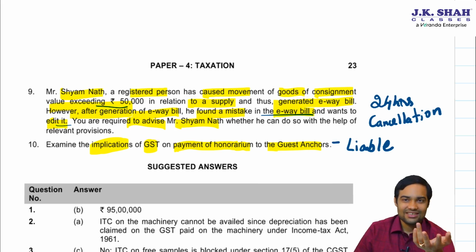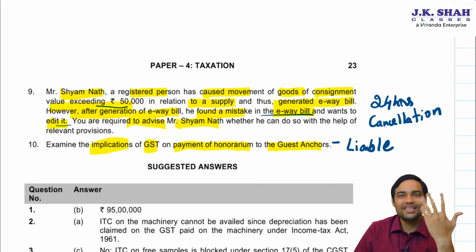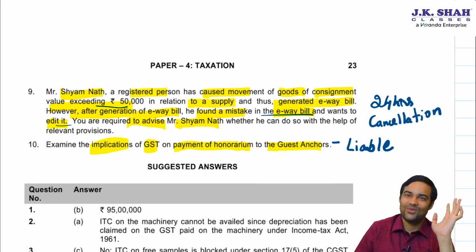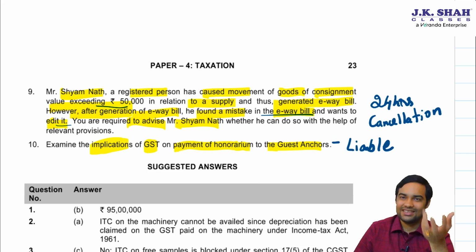And also mention that, suppose the aggregate turnover is below the registration limit, below the threshold limit, then in that case there is no need to register. But if it crosses the threshold limit, then registration would be required. That is how you can present your answer. This is based on the circular issued with respect to guest anchors.